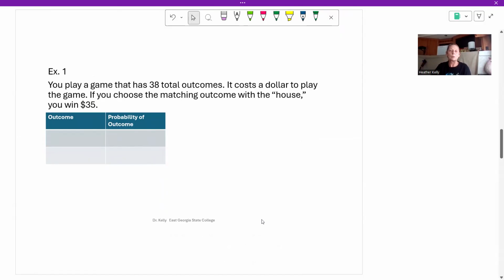Our first example says you play a game that has 38 outcomes and it costs $1 to play the game. If you choose the matching outcome with the house, you win $35. What we want to do is find and interpret the expected value. So let me write that here because I didn't write that there.